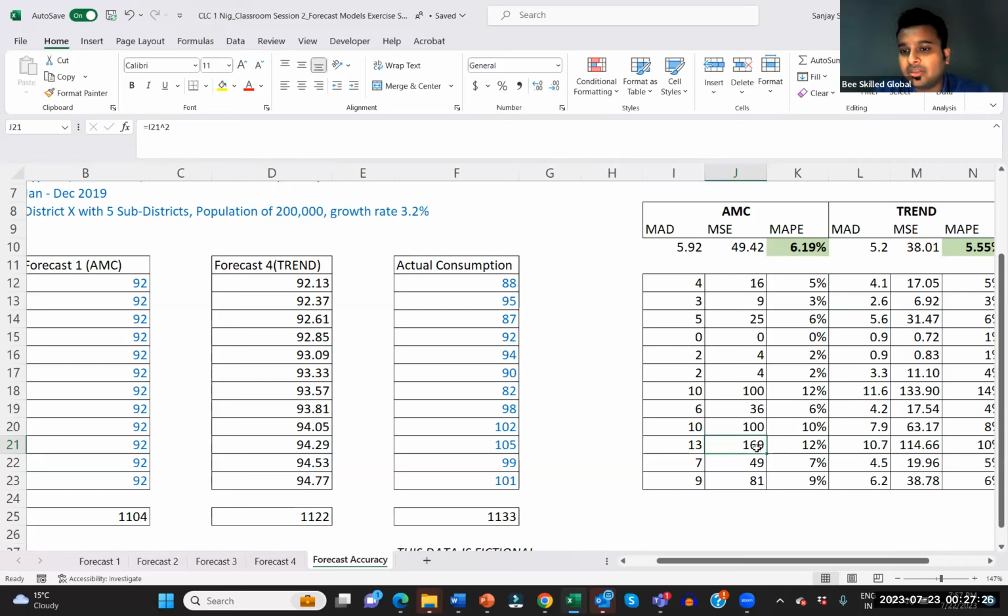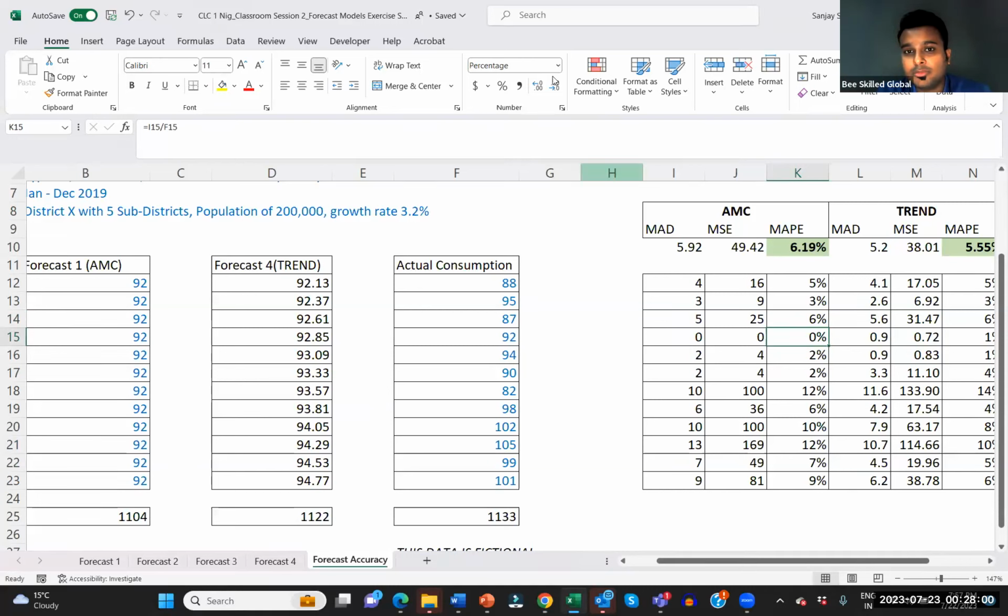So if we compare 169 by 16, then we already know that 169 is a very big error in this series. Okay. Now percentage is very simple. This is the error, 4, the absolute error. We divide this by the actual consumption. So if I divide this number by the actual consumption and take the percentage of it, it will come to 5%. So 5% error was there in the first month, then 3%, then 6%.